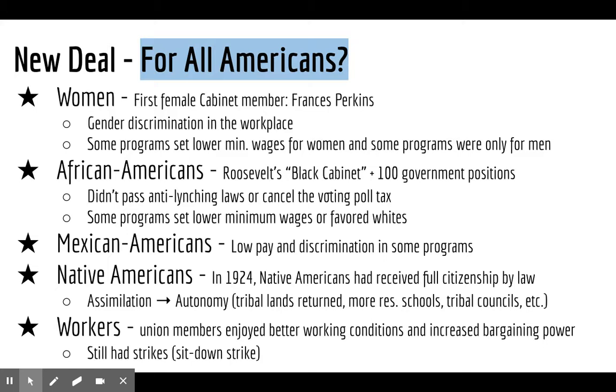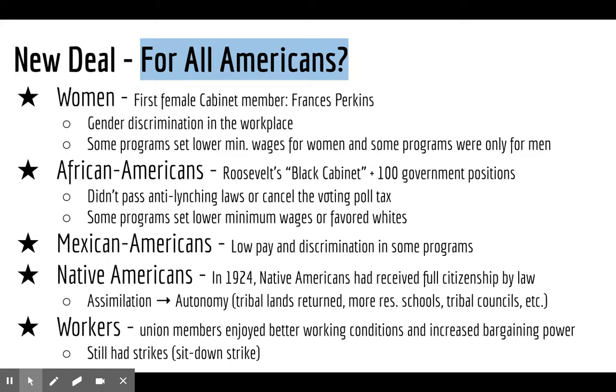Some programs, just like for women, are setting lower minimum wage for people of color, and they're just generally favoring whites. Again, there's so much competition for jobs. You guys can imagine that if a company can only hire two more people, they're going to favor white men over people of color or women.